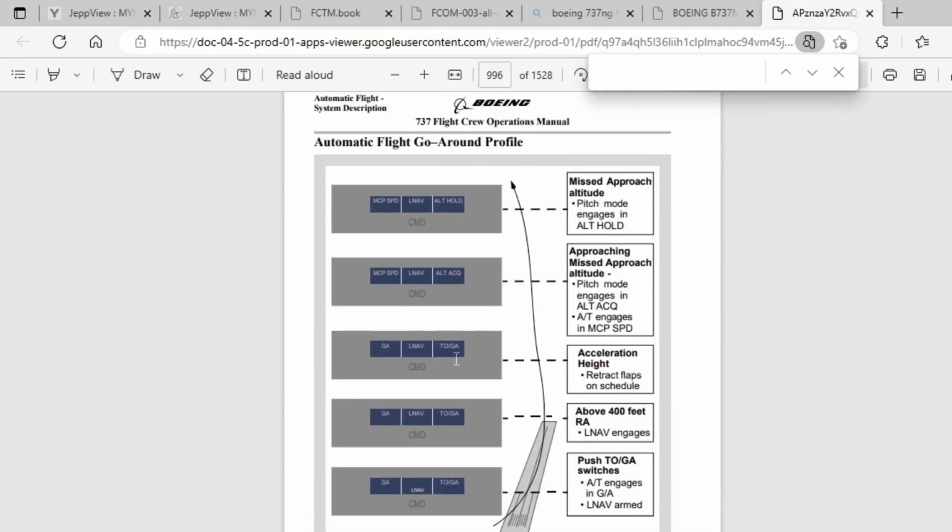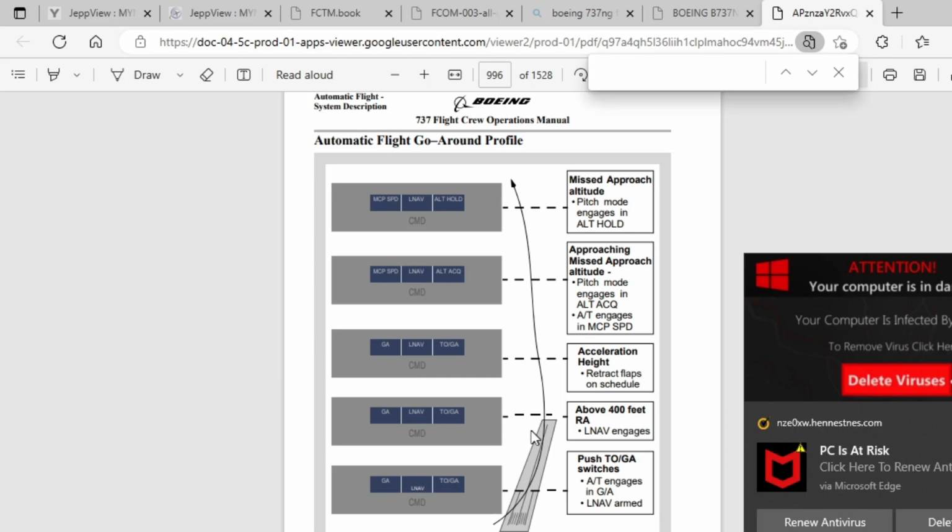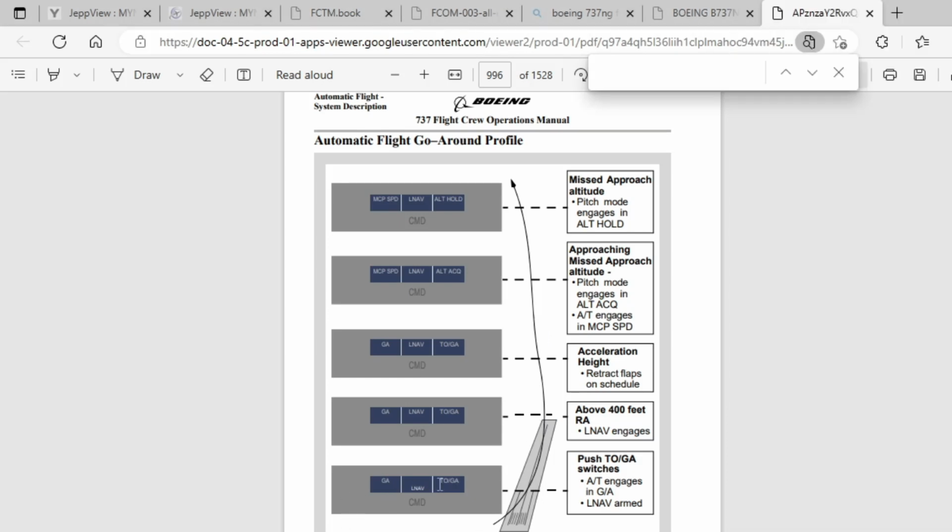And yeah, here is a picture of the flight mode enunciator and the profile. Alright, you're coming into land, you push the go around switch, the TOGA switch, auto throttle will engage in GA, and you will start to climb away. Above 400 feet, if LNAV was armed, it will engage. Below 400 feet, it's just going to be armed. And then at acceleration height, it will retract the flaps on schedule.